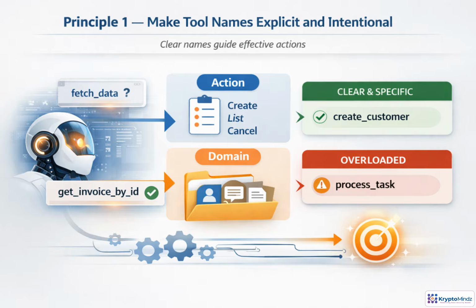The first production principle is simple. Tool names should tell the AI exactly what the tool does. A vague name like fetch data forces the model to guess. A stronger name combines an action with a domain and scope, like get invoice by ID or create customer. That clarity helps the client choose the right tool, avoid overloaded workflows, and take more reliable actions.